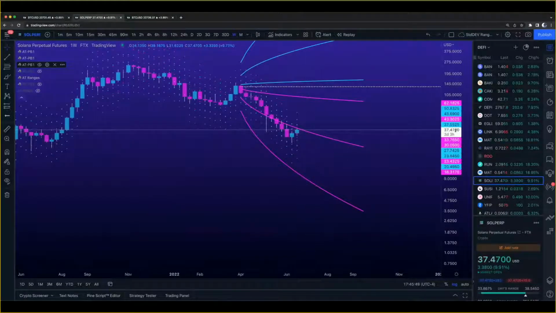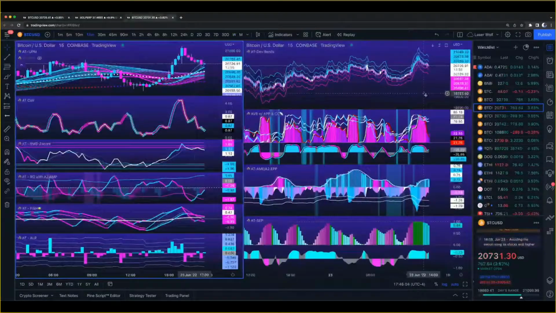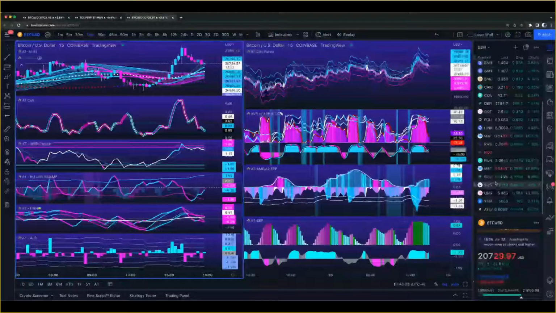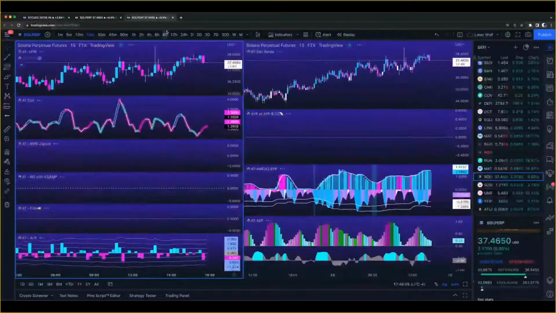Let's see. Is that the 2SD? No, it's a 1SD. So right at the 1SD right now on the weekly for Solana. Solana's chart looks a hell of a lot better than Bitcoin. I'm going to tell you right now, I'm excited. Let's take a peek on the daily.